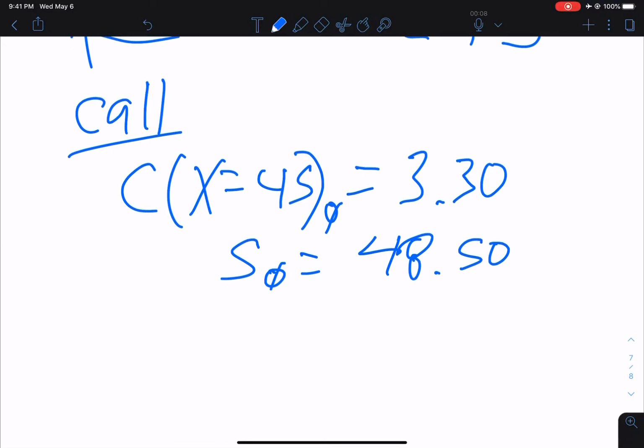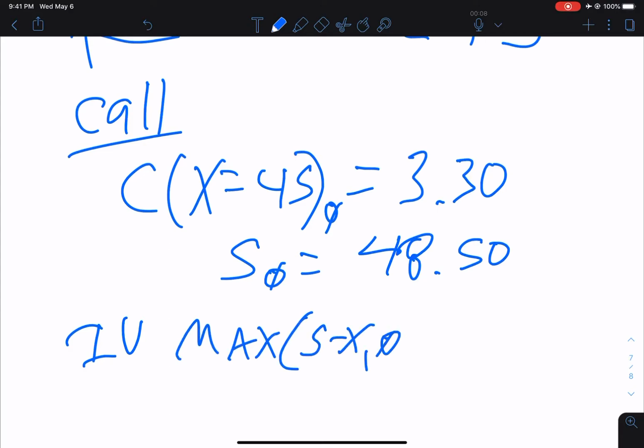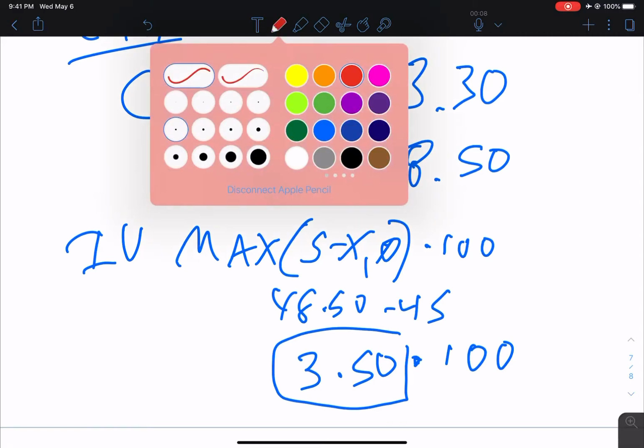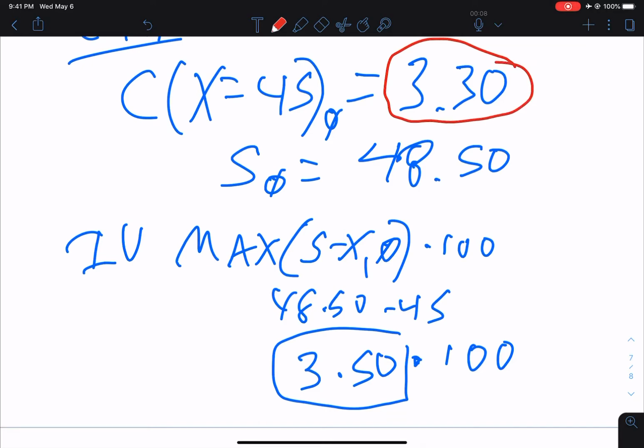This is not a price that is consistent with an equilibrium, because the intrinsic value of the call, check it out, is the maximum of S minus X, or 0, times 100. Stock price is $48.50. Exercise price is $45. That's bigger than 0, and that's 3.5 times 100. So $3.50 times 100 for the contract value. The per share value is $3.50. And that's intrinsic value, which is the minimum value the call can ever possess as an American call. But we stated that by assumption, the price is $3.30. Okay, so this violates the condition, and there it is.